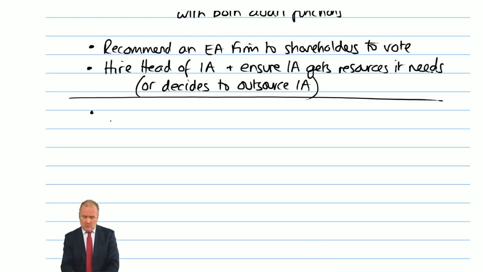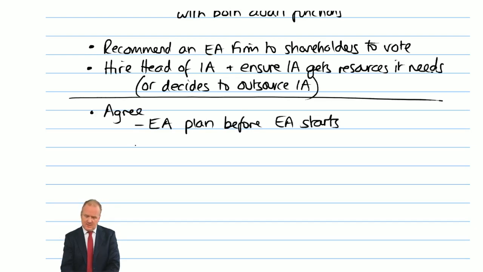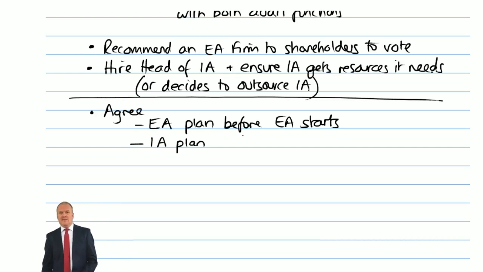The audit committee will also agree the external audit plan before the external audit starts, and the internal audit plan. Now, the external audit, of course, starts at a particular point in the year. Internal audit is going to be a more ongoing thing, but for both audit functions, the audit committee will want to know what they're doing, how they're doing it before it starts.